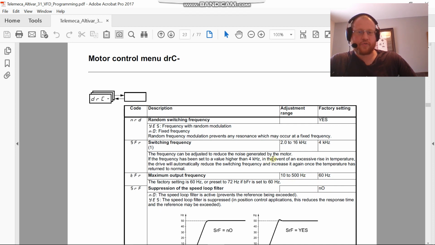This is different than switching frequency. This is the simulated waveform, the frequency of the simulated waveform. And this right here is the actual switching rate of those electronic components in the inverter in order to simulate this frequency going to the motor. So they're both frequencies, but they are different frequencies.